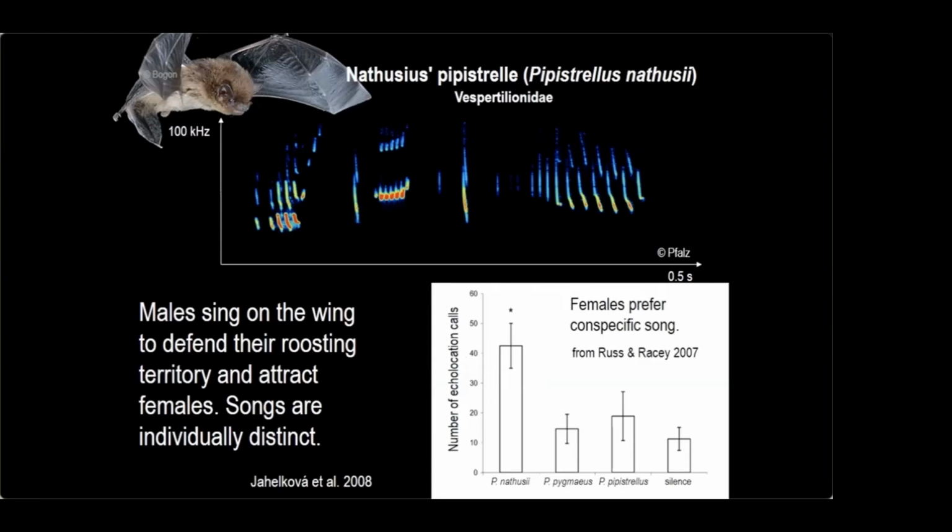So here on the y-axis of this graph you see the number of echolocation calls as a proxy for bat activity, and then here you see the different songs of the different species that were broadcasted, Pipistrellus natusi and the 2 sympatric bat species, Pipistrellus pygmaeus and Pipistrellus pipistrellus, and then silence as a control, and you see clearly that females prefer conspecific song.